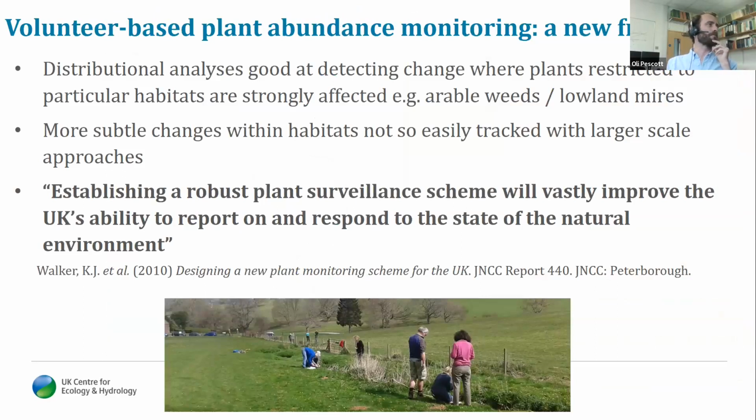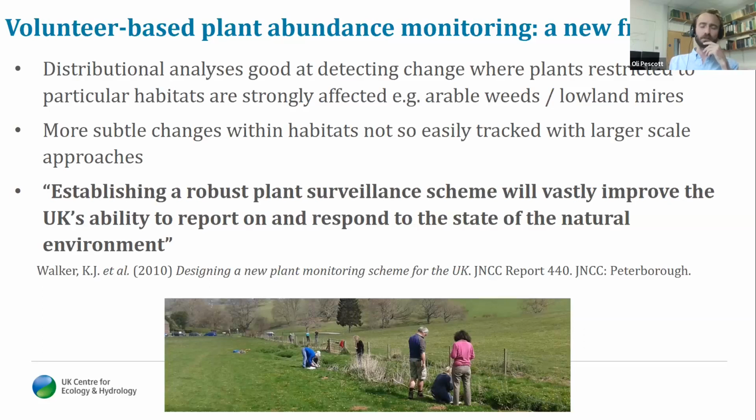So there was a report that Kevin Walker from the BSBI and others from Plantlife were involved in writing, which was about really an early scoping stage for the NPMS, thinking about what types of things might be practical to do across the UK in terms of recording plants within habitats.